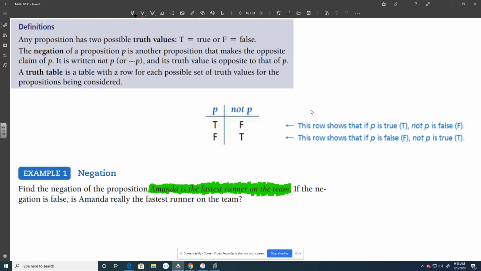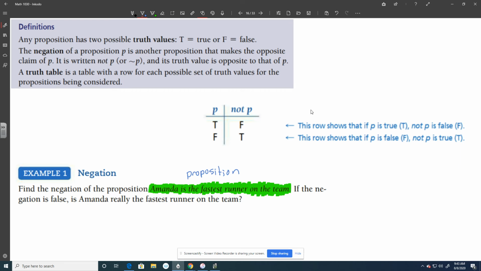Now, truth values are just, is the proposition true or false? So in this first example, we have a proposition that Amanda is the fastest runner on the team. So that's our proposition here. That's what we are claiming. Now, that's either true or false. It's got to be one or the other.